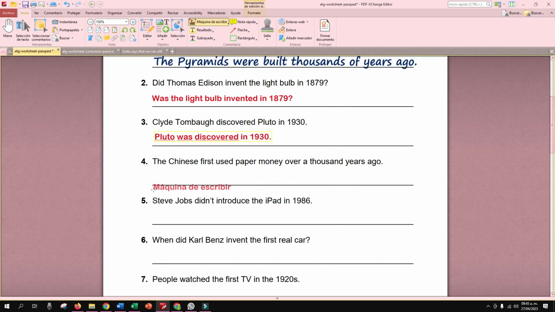Excellent, Edwin, that's great. What about this one? The Chinese first used paper money over 1,000 years ago. Which could be that one?